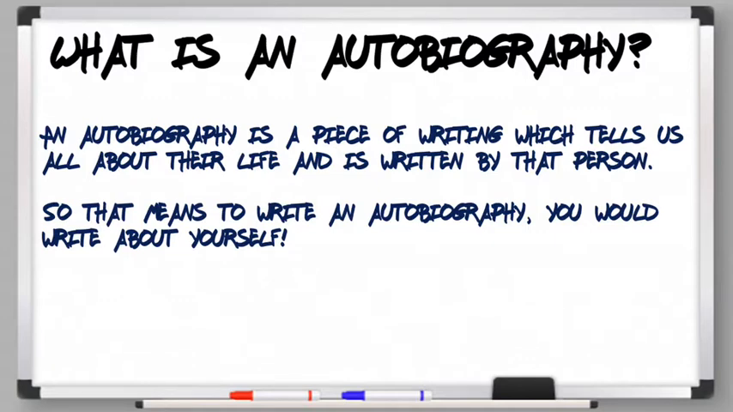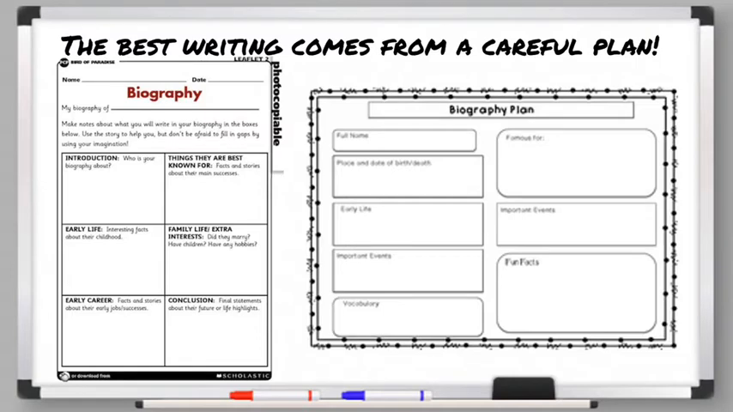The best writing comes from a careful plan. So there are 2 different types of plans on there. You could have a go using one of these to help you out if you wanted to. They do say biography, but the plan can be used for an autobiography too. You're just remembering that obviously you're writing this about yourself, but they give you a really good guide about the kinds of things that you might want to include when you're doing the piece of writing about yourself.